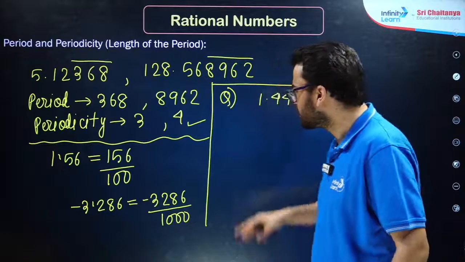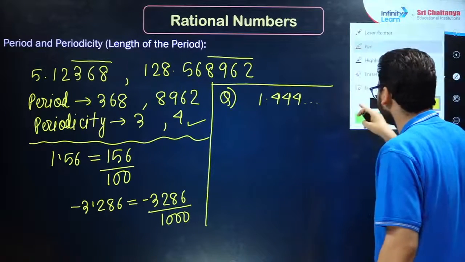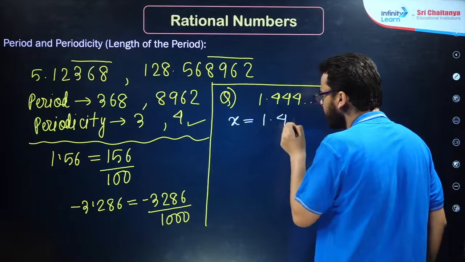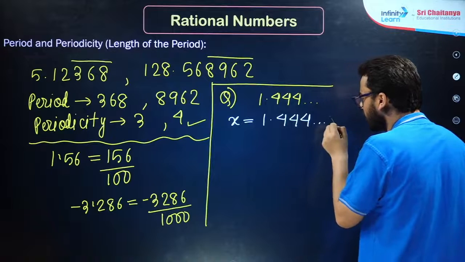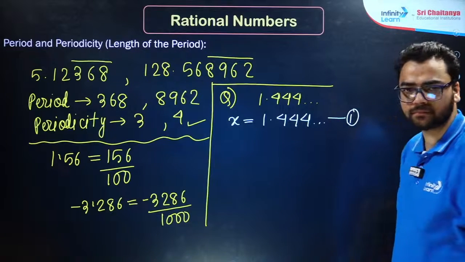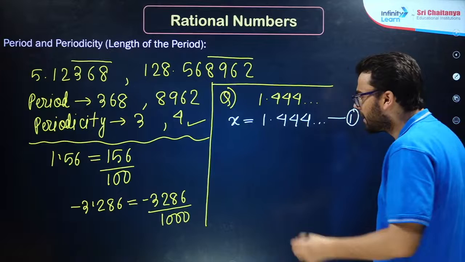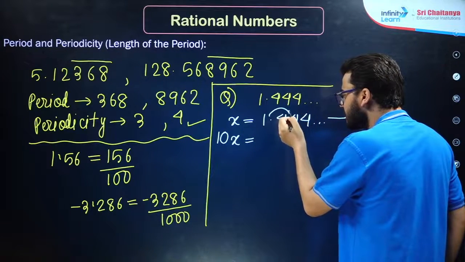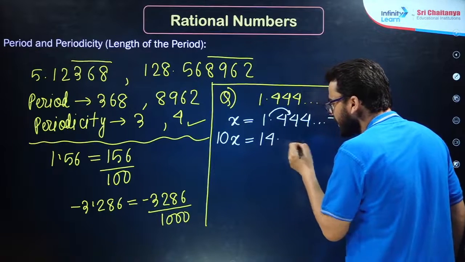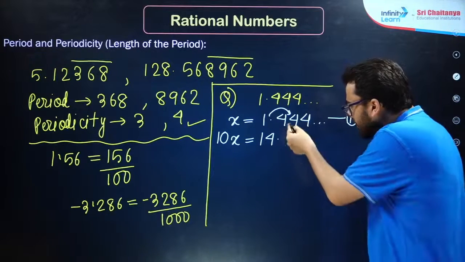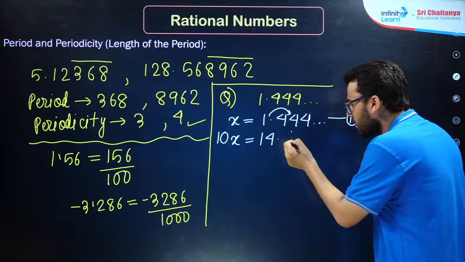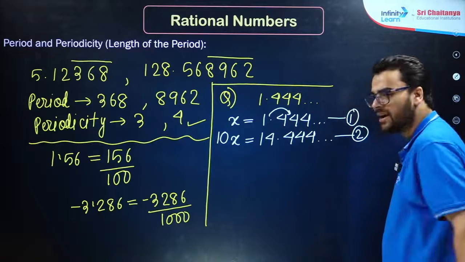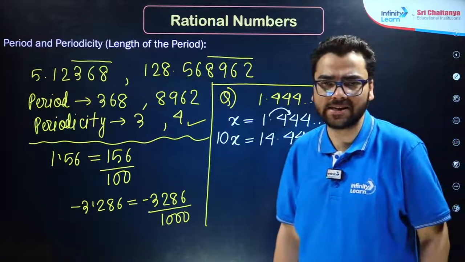Exactly. So you have to assume it. Suppose this is equal to x. So let us assume that this thing is equal to x. So x is equal to 1.444 and so on. Suppose this is equation 1. Right? Now can I multiply on both the sides by 10? If you multiply it by 10, this decimal will move one place towards the right. Now you see one thing. There are infinite number of 4s in the decimal. So again you will get 4, 4, 4 and so on up till infinity. Is it clear?